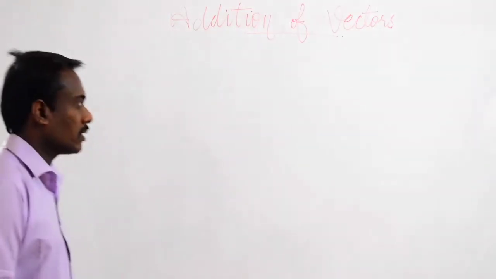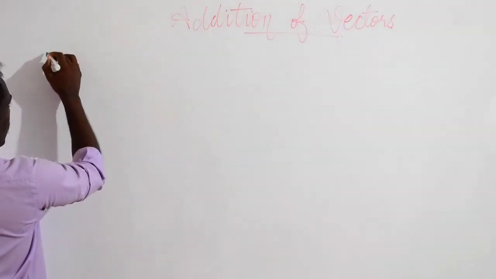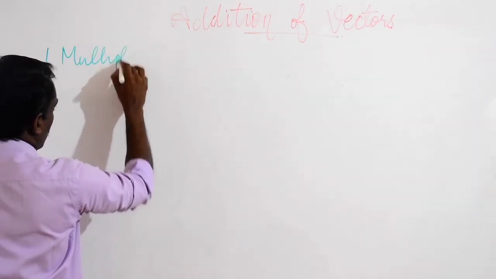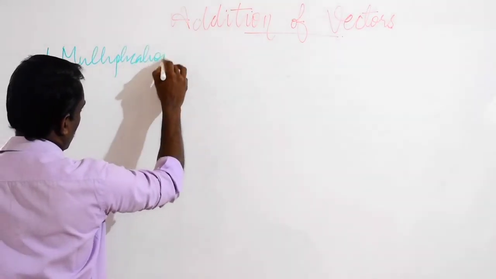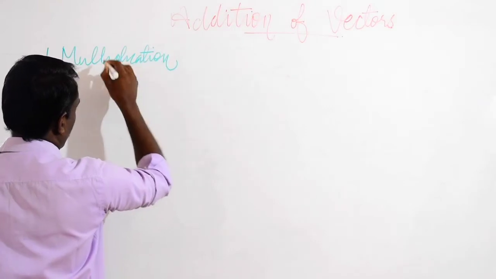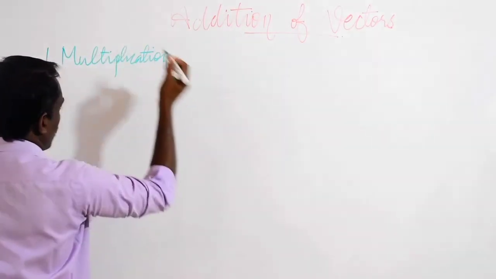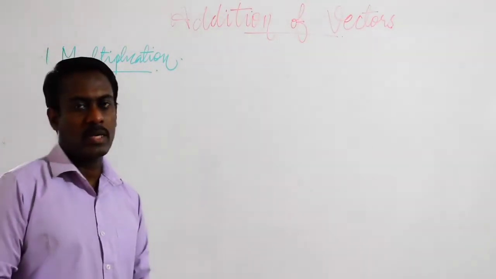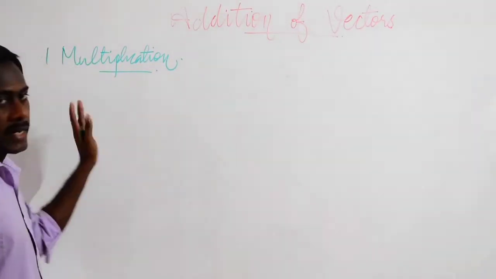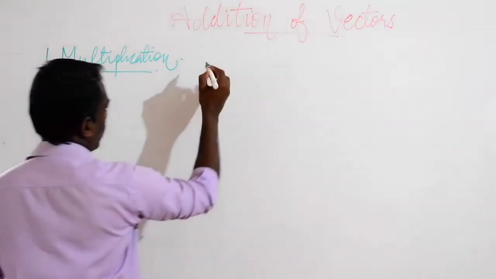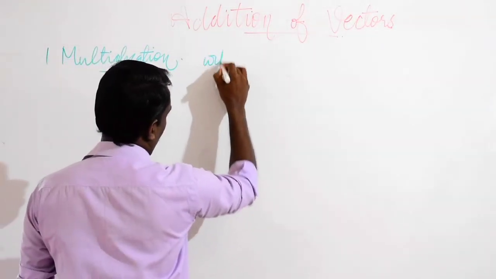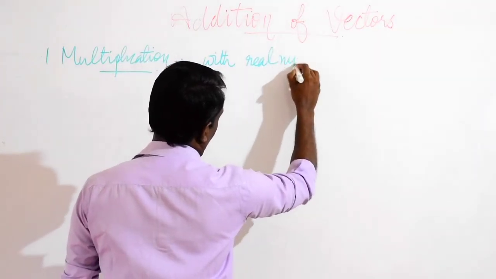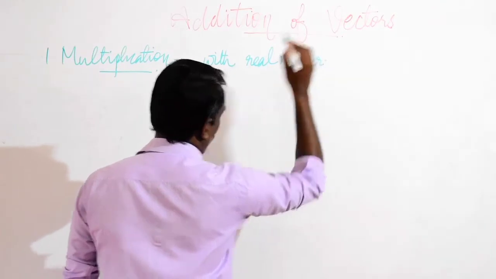Let's see the multiplication of vectors. When a vector is multiplied by a real number, what happens to the vector?